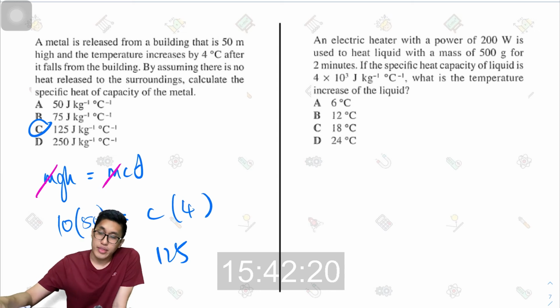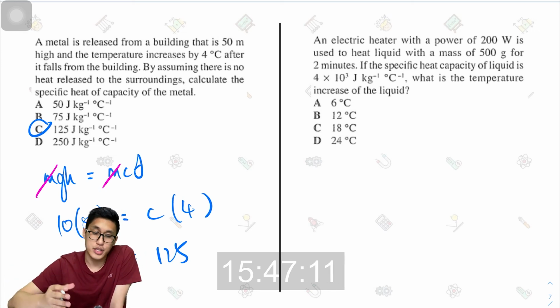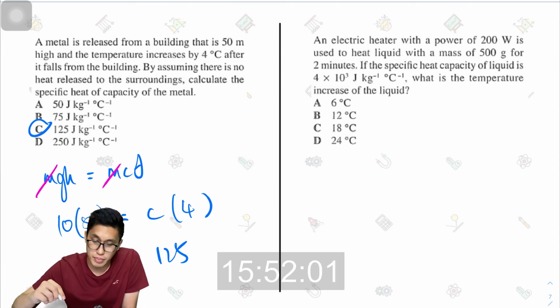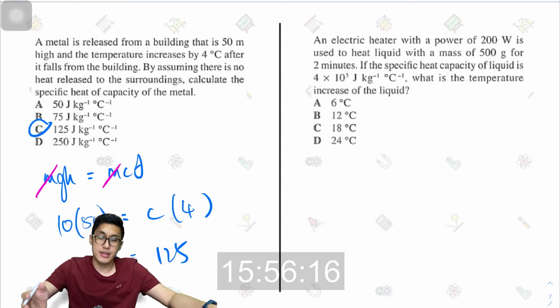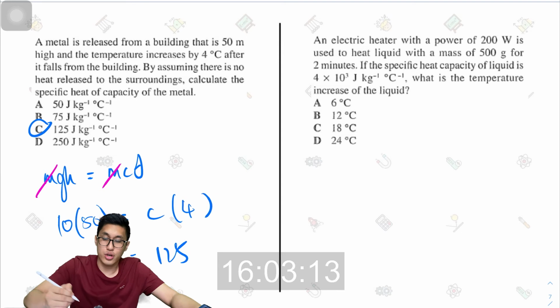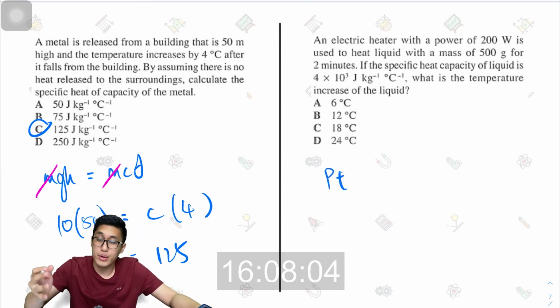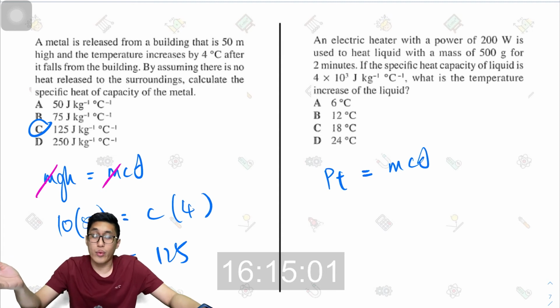An electric heater with a power of 200 watts is used to heat liquid with a mass of 500 grams for 2 minutes. If the specific heat capacity of the liquid is 4 times 10 to the power of 3, what is the temperature increase in the liquid? So all the power from the electric heater is assumed to be used to heat up the liquid, right? So energy from the electric heater will be Pt, power times time in seconds, yeah? And this will be equal to mcθ, which is the heat energy that went into the liquid.